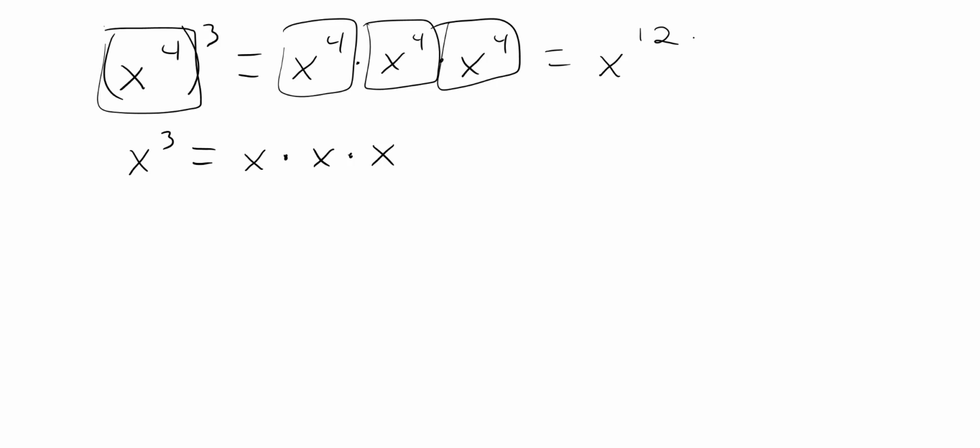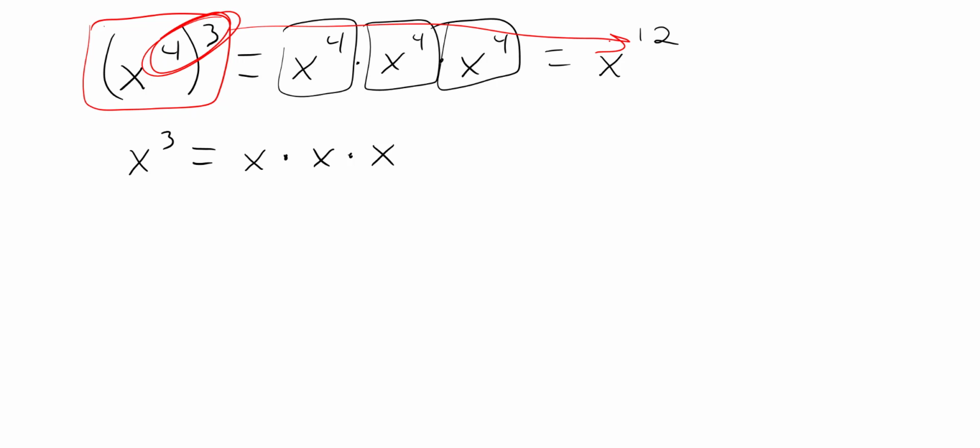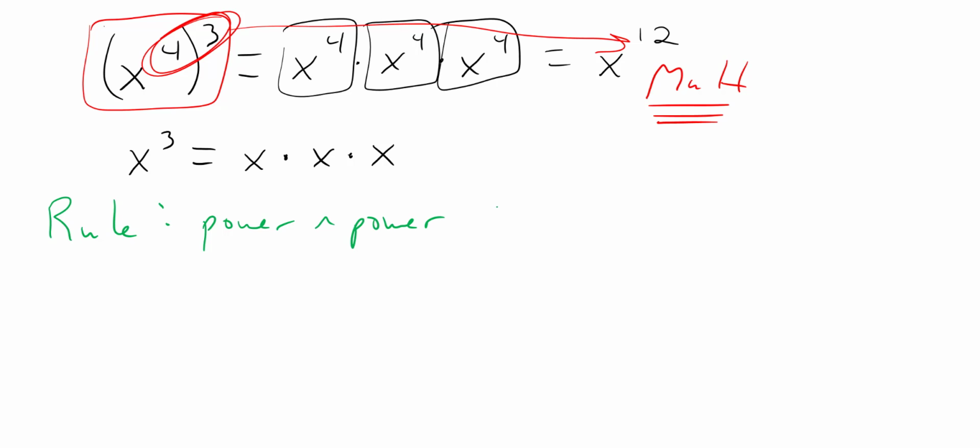So of course, what's an easier way to look at this problem? Okay, let's get rid of this little box here. The easier way to look at this problem is to say, oh, it's x to the 4th cubed. What can I do with this guy right here? I multiply them to give me 12. So that's multiplication. Okay? Really not too difficult. So here's the rule. The rule for this, math fans, is when you have a power raised to a power, you multiply exponents. Okay? Very important. You multiply the exponents.